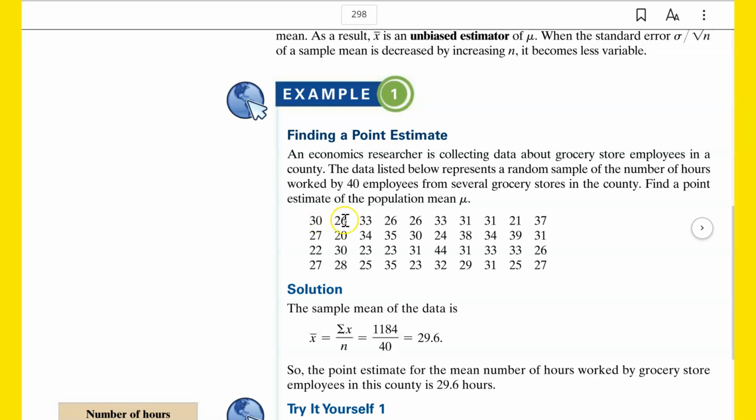How many are in here? 1, 2, 3, 4, 5, 6, 7, 8, 9, 10. There are 10 columns, and 1, 2, 3, 4 rows. So that's 40 in my sample. I'll go back to my other page now. So n is 40.